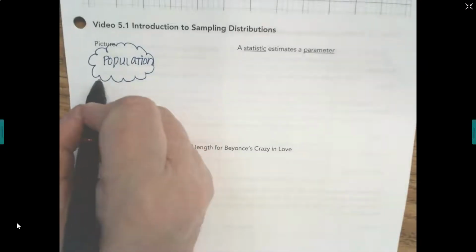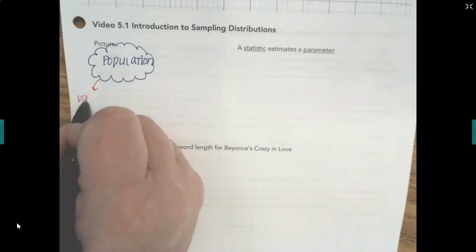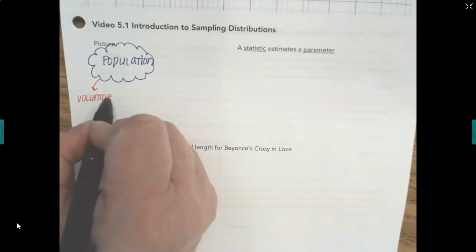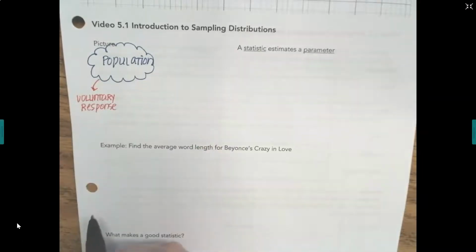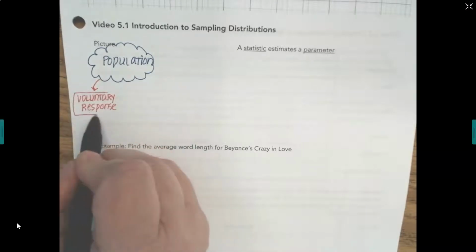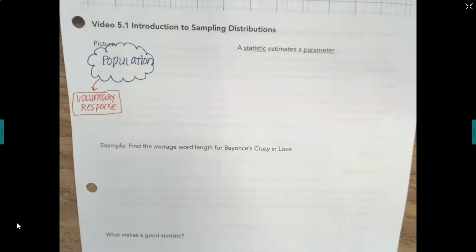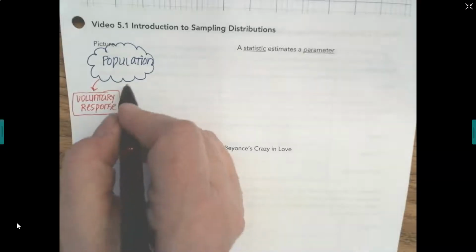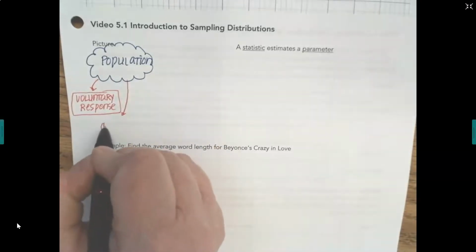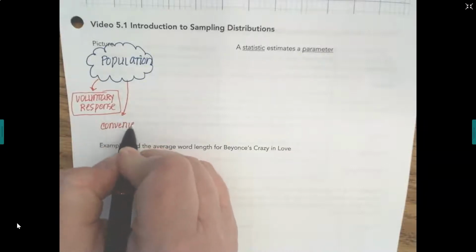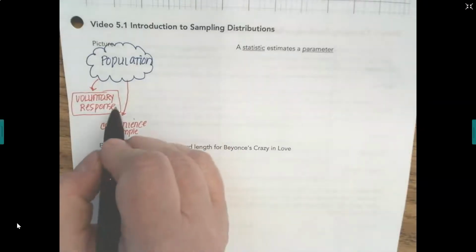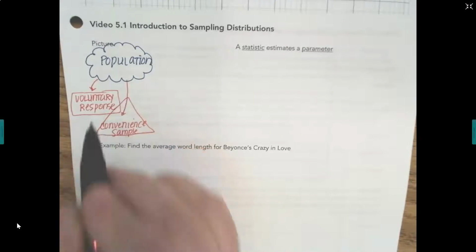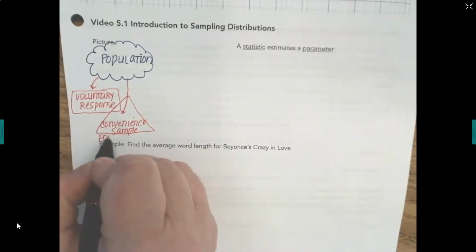We could take a voluntary response. The problem with a voluntary response is it doesn't represent the population, so it doesn't look like the population. Instead of a cloud, I'm going to put a rectangle around it. It's a sample from the population, but it doesn't look like the population. We also tried a convenience sample. It's a sample, but it doesn't look like the population either. So these are poor sampling methods.